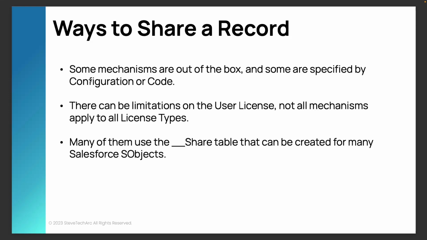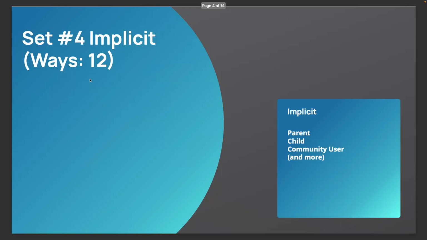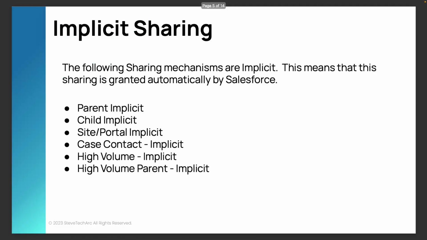And there are implications on the different license types. And some of these don't use the share table, some of them do. So we're talking about sharing set 4, way number 12, and we're talking about implicit. There's a few different documented implicit ways in which Salesforce grants access to records. So there are implicit sharing mechanisms that are granted automatically: parent implicit, child implicit, site portal implicit, case contact implicit, high volume implicit, and high volume parent.